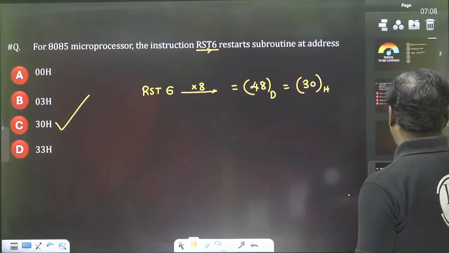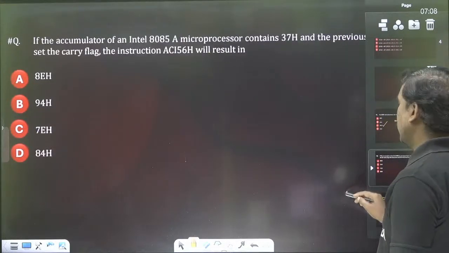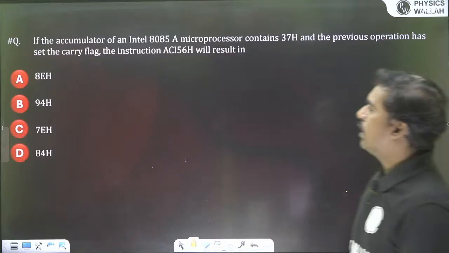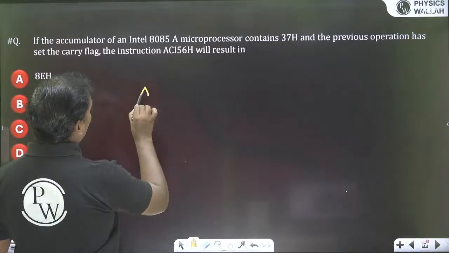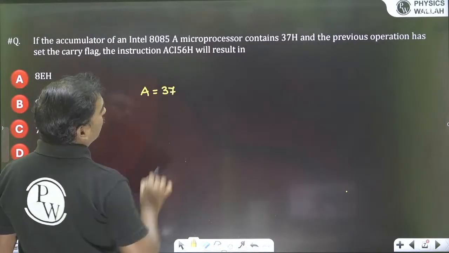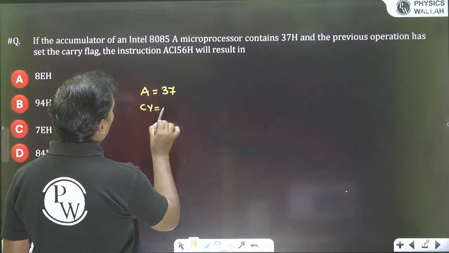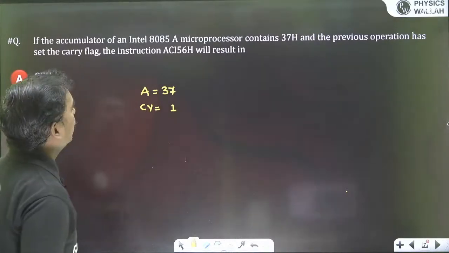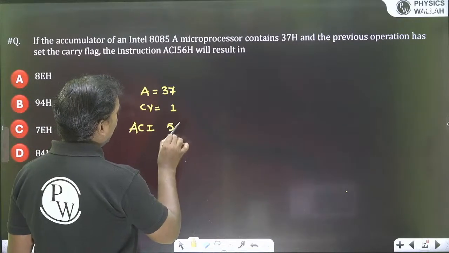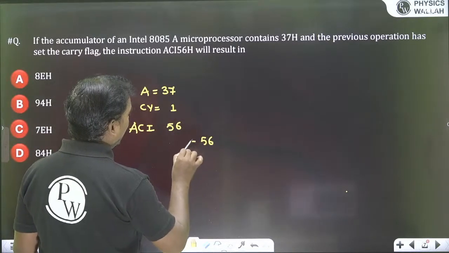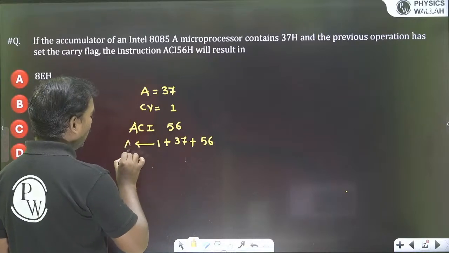Okay, chalo, let us go for the next question. If the accumulator of an Intel 8085 microprocessor contains 37H, so A is 37H, and the previous operation has set the carry flag, so carry flag is equal to 1, then you are writing the instruction ACI 56. ACI 56 means the content 56 is added with the contents 37 and also with 1, and the result is going to be stored in the accumulator.